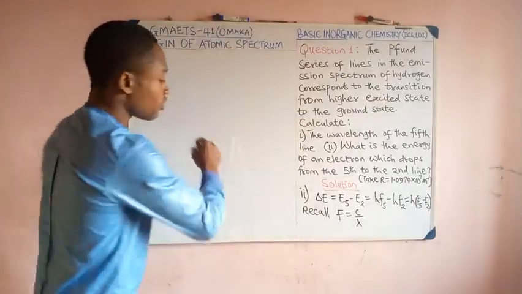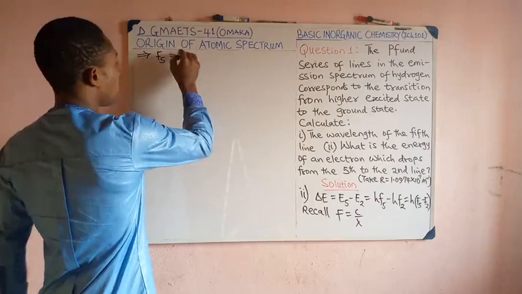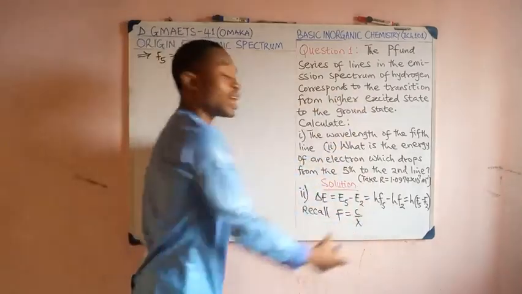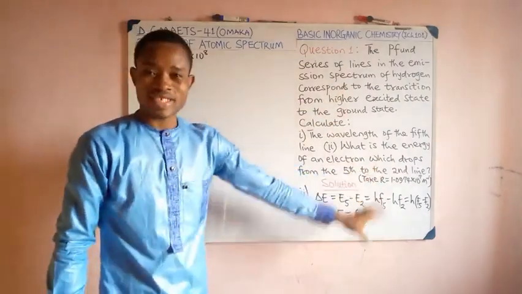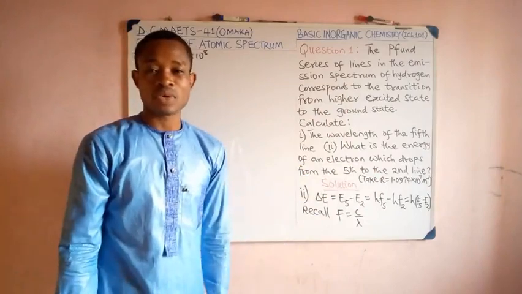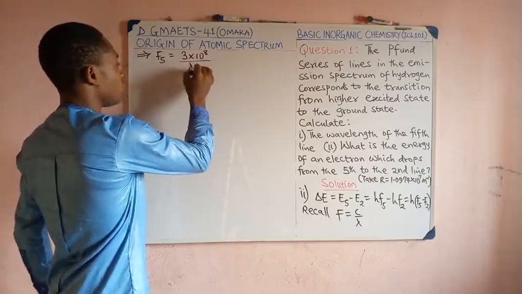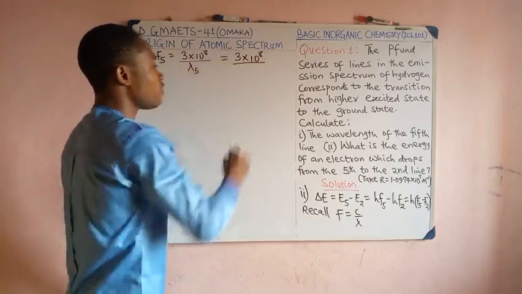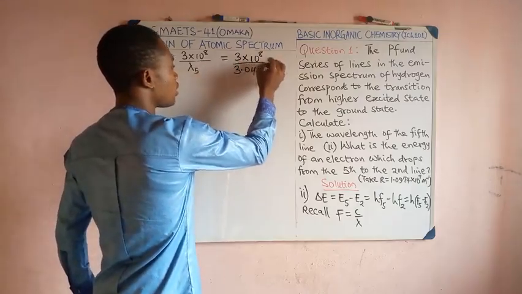So the frequency of the 5th line is equal to the speed of light. Of course, the speed of light is 3 times 10 raised to the power 8. Although it wasn't given here, take note, these are constants. Ordinarily, it's meant to be quoted in the question here. But in the case where it is not given, as much as you can remember that, it will be pretty good. So, speed of light divided by the wavelength of the 5th line. That's going to be 3 times 10 raised to the power 8 all over the wavelength of the 5th line, which we got to be 3.04 times 10 raised to the power minus 6.